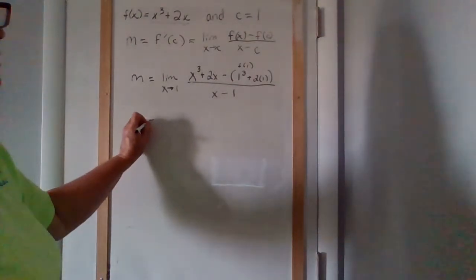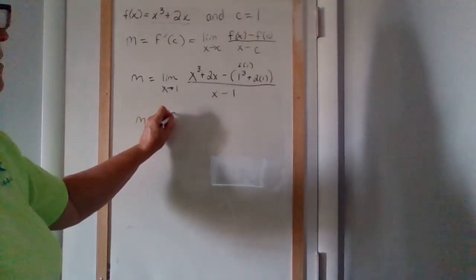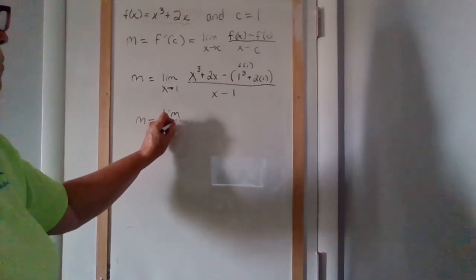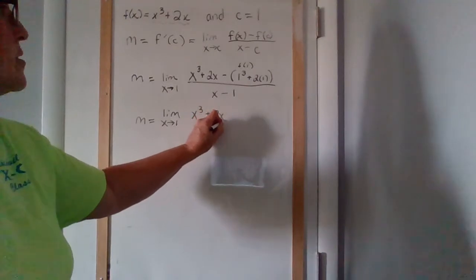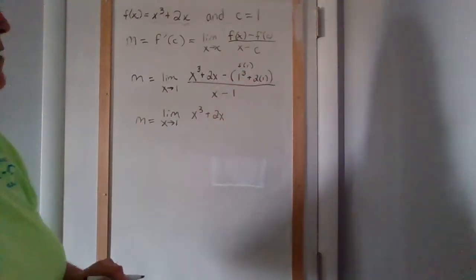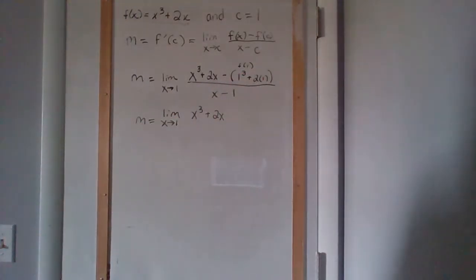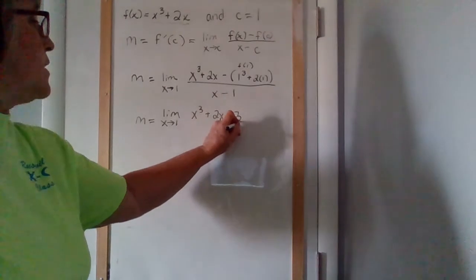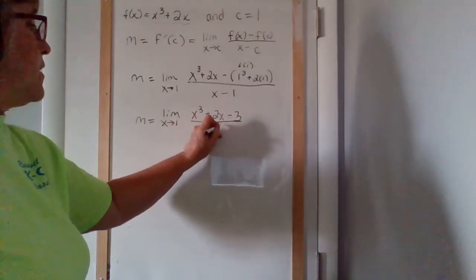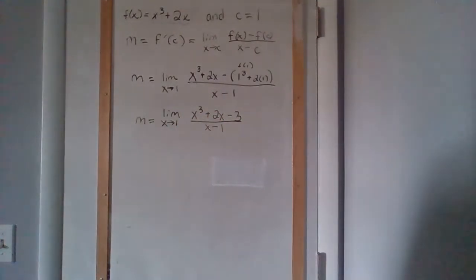So we'll have the limit as x approaches 1 of x to the third plus 2x. And then if we simplify this, we have 1 plus 2. So that would be 3. And so we'll have minus 3. And then your denominator is x minus 1. All right, now we have a polynomial, but it does not factor.